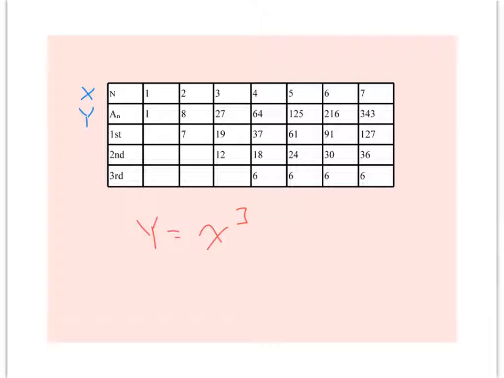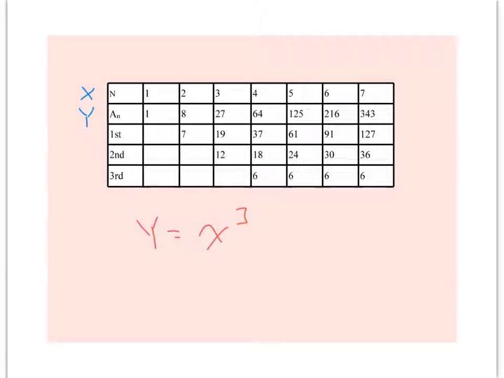So what I'm going to do is take my first differences of my sequence. Looking right here, my first differences of these terms are going to be, what's 8 minus 1? Well, that's 7. What's 27 minus 8? That's 19. 64 minus 27 is 37. 125 minus 64 is 61, etc. 216 minus 125 is 91. 343 minus 216 is 127. These right here are called my first differences. They are not all the same, so let's keep going.